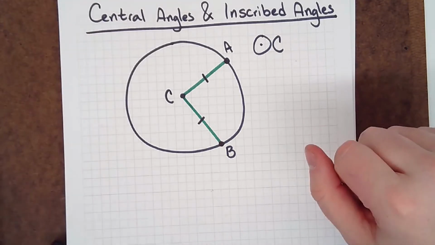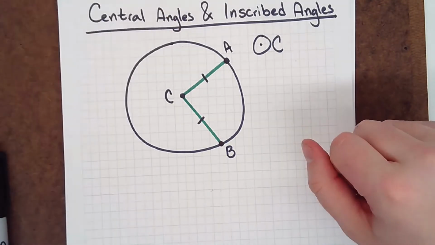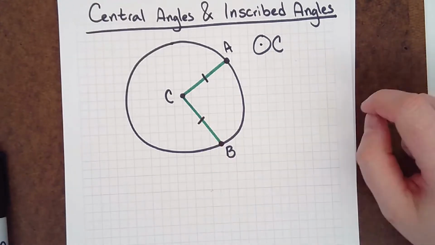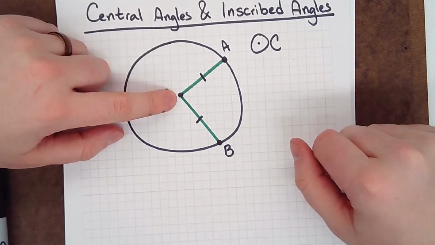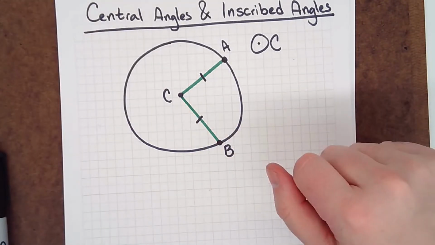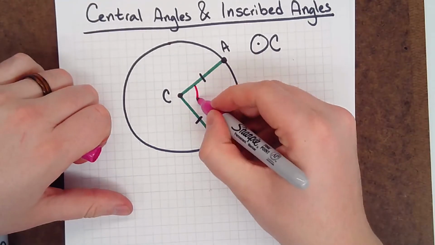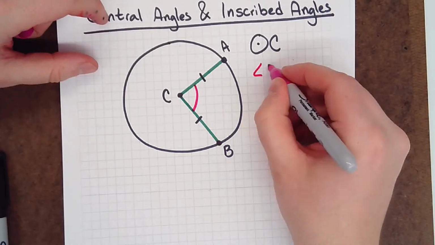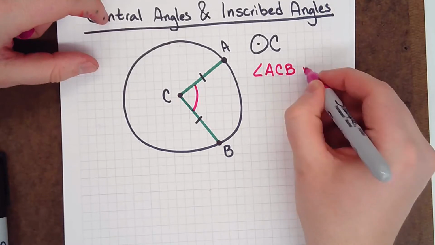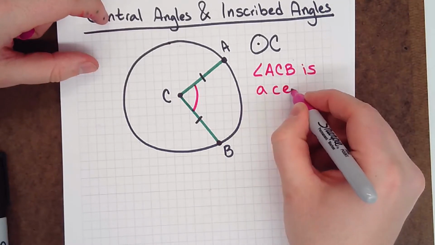So when we're talking about central angles, what we're talking about are angles that are formed by the center and two radii. So we have a center and two radii. The angle that's being formed by them, this angle right here, is a central angle. So angle ACB is a central angle.